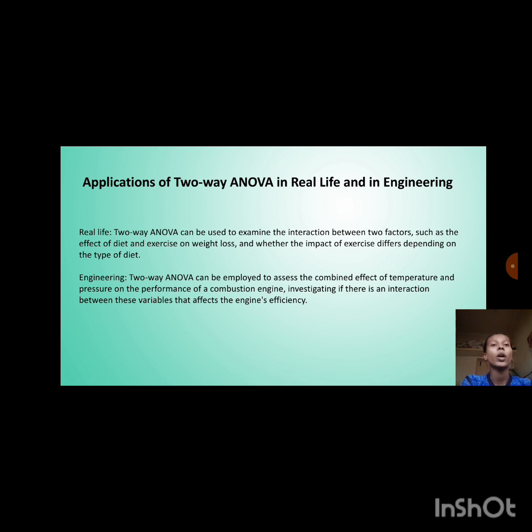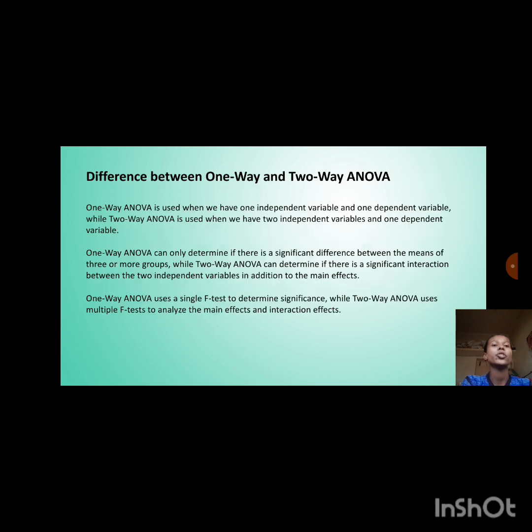Applications of two-way ANOVA in real life and in engineering. Real life: two-way ANOVA can be used to examine the interaction between two factors, such as the effect of diet and exercise on weight loss, and whether the impact of exercise differs depending on the type of diet. Engineering: two-way ANOVA can be employed to assess the combined effect of temperature and pressure on the performance of a combustion engine, investigating if there is an interaction between these variables that affects the engine's efficiency.